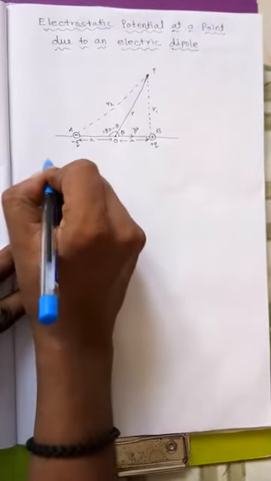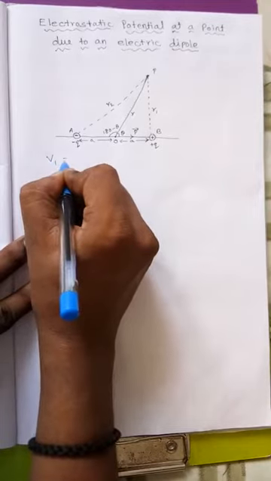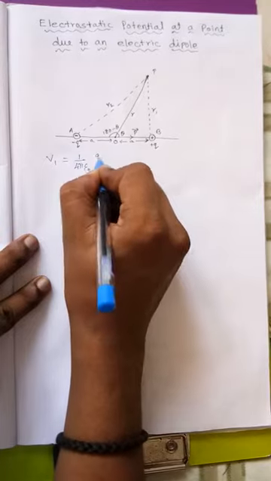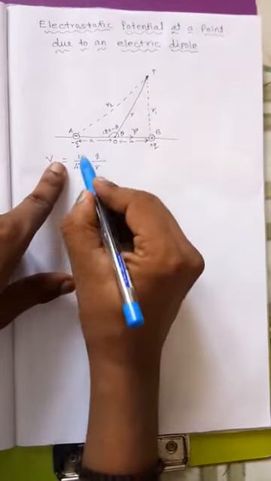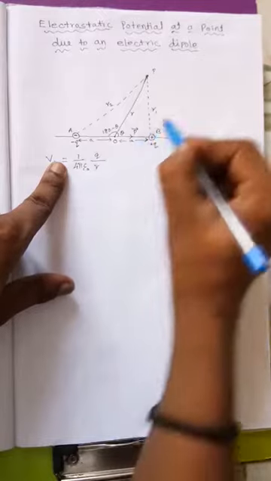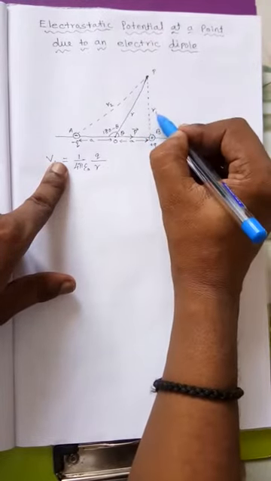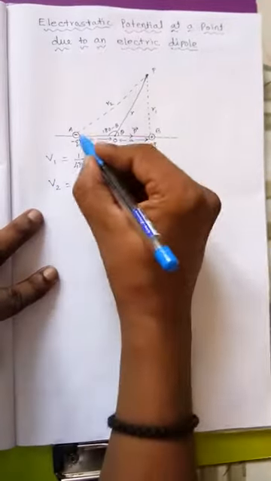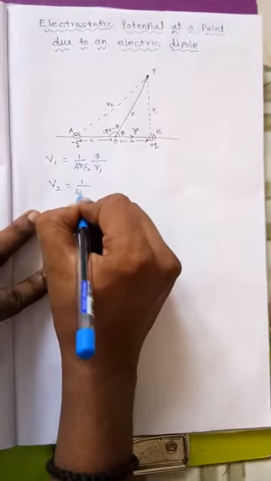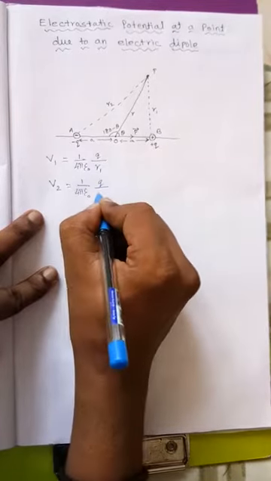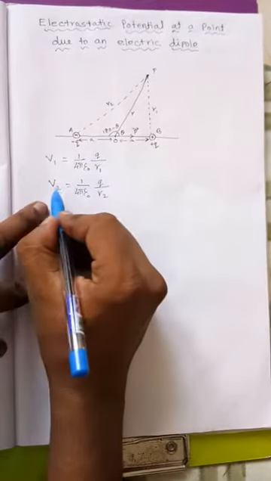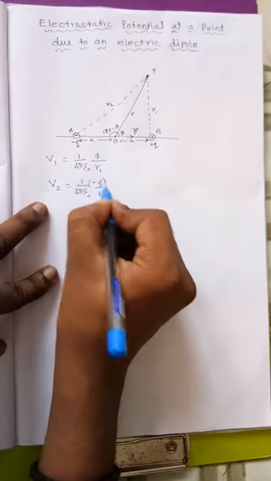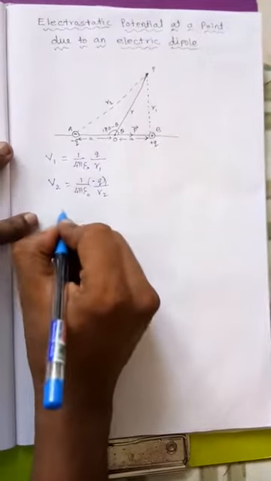First we find the V1 value. V1 is equal to, as you already know the formula, 1 by 4 pi epsilon naught Q by R. The general formula is V is equal to 1 by 4 pi epsilon naught Q by R. Here the distance is R1, so V1. Next V2 is the second potential, 1 by 4 pi epsilon naught Q by R2, but here it is a negative charge, so it will become minus Q.